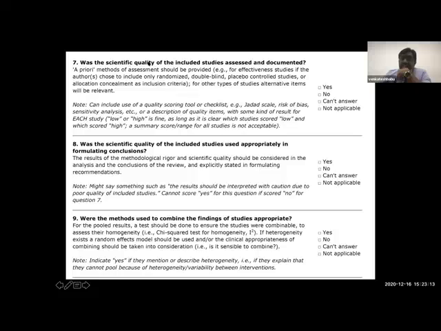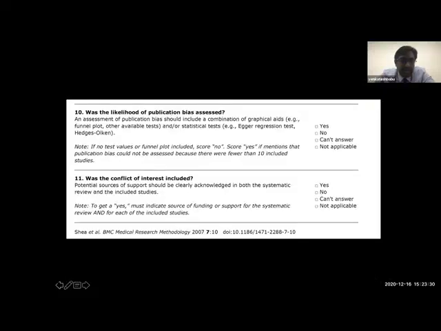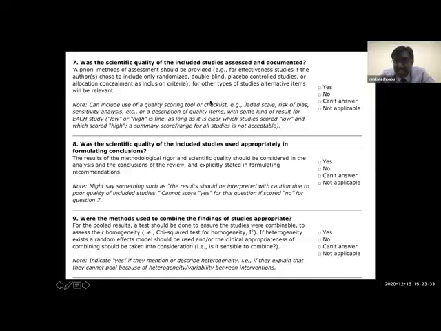Next is, was the scientific quality of included studies assessed? It means any risk of bias tool has been used in that particular study. Then, was the scientific quality of the included studies used appropriately in formulating conclusions? Question 7 is whether the tool was used, yes or no, that's all. Question 8 is, the result of your risk of bias assessment has to be included while framing your conclusion. It means your conclusion should have the result of the risk of bias assessment. Is this clear to everybody?